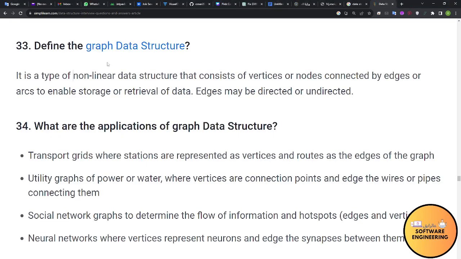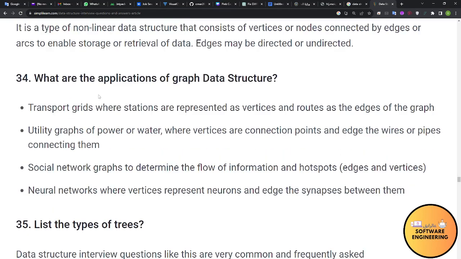Define the graph data structure. It is a type of nonlinear data structure، واحد من أنواع non-linear that consists of vertices or nodes connected by edges. بيتكون من nodes أو vertices connected، بيتوصلوا ببعض عن طريق edges، حلو، or arcs to enable storage or retrieval of data، عشان يمكنني من إن أنا اقدر اخزن بيانات معينه واعمل لها ريتريف، اقدر استرجعها. الايدجز may be directed or undirected، يعني ممكن الايدجز دي تبقى موجهه او غير موجهه.